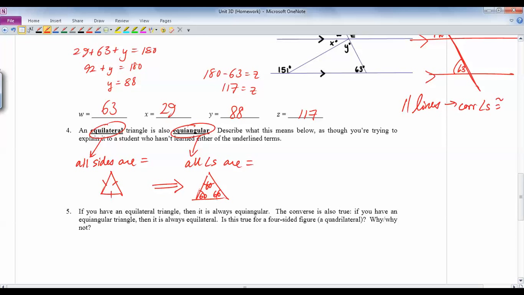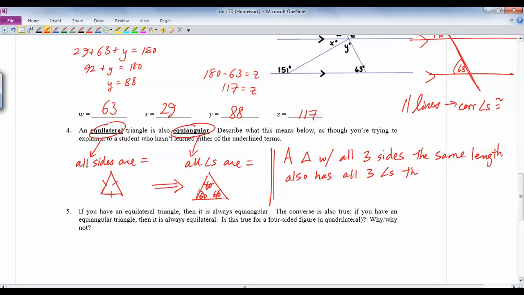You can't figure out how long the sides actually are, but that doesn't really matter for this. So to describe it to a student who hasn't learned these terms, you might say something like: a triangle with all three sides the same length also has all three angles the same size. Now it turns out it works both ways.